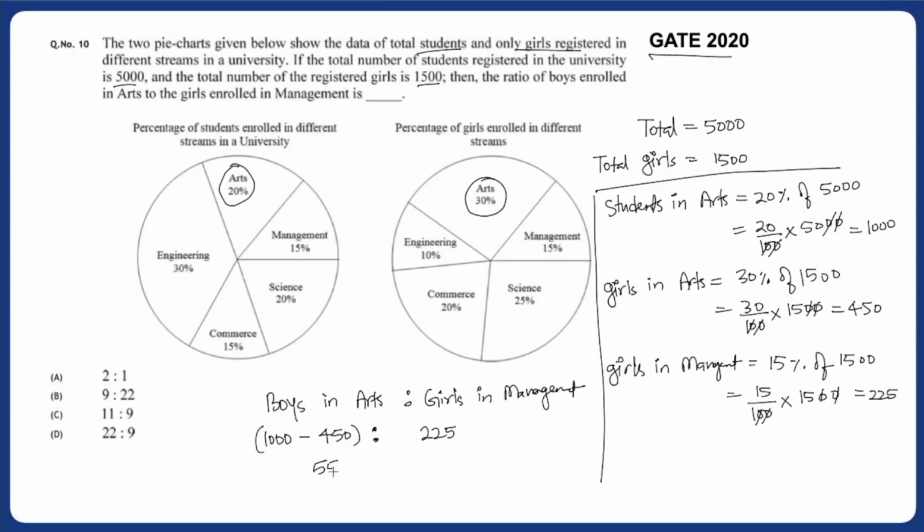So this will come 550 is to 225, and now if you divide it by 5 two times, so basically once if you divide it will be 110 is to 45, and again if you divide it, it will be 22 is to 9, and that's your correct option. Option number D becomes your correct choice for this. Let's see the next question.